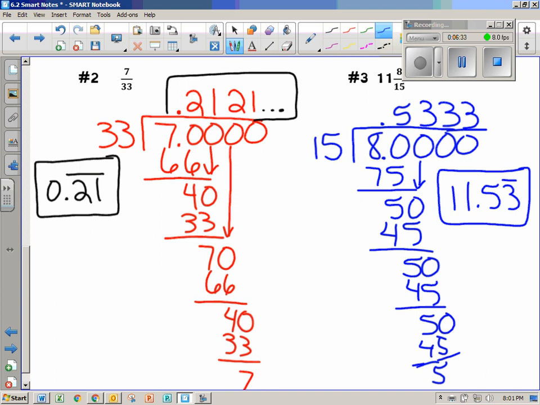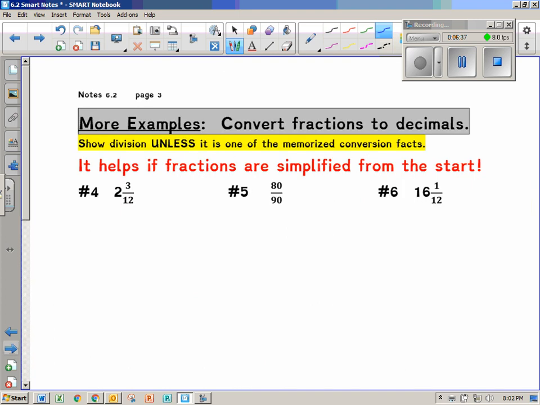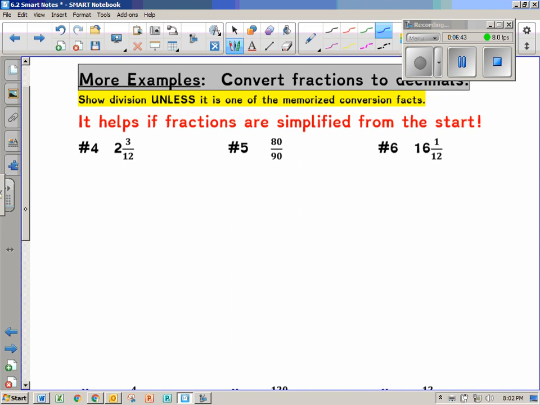All right, let's flip over to the next page. And on this one, I actually did give you some that you can simplify first. So that's why you see the red line there. It helps if the fractions are simplified from the start. Sometimes that will allow you to use some of the things from the memorized conversion fact chart, which makes it less work for you.